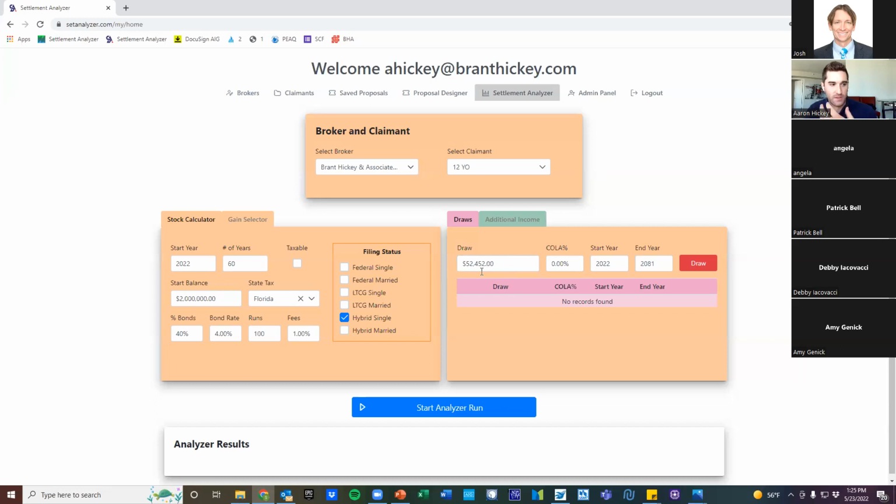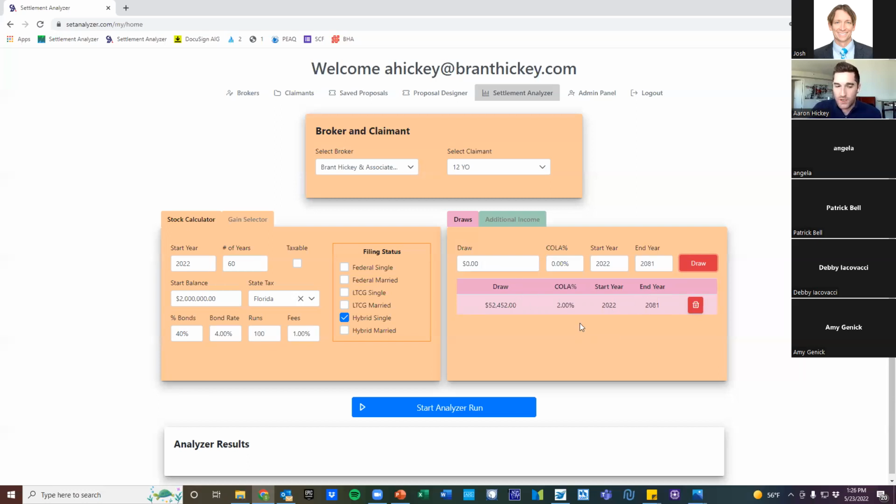So this is the amount of money they're going to receive in that first year. Then we have our COLA box, straightforward at the 2% COLA. And our start year and our end year are typically, in a life contingent matter, already preset for you. You'll notice the software calculates the end year to be 60 years after the first year. So we don't have to make any adjustments there. We just hit draw, and then you'll see it populate down here at the bottom. And that's how you know it's added to the system there.